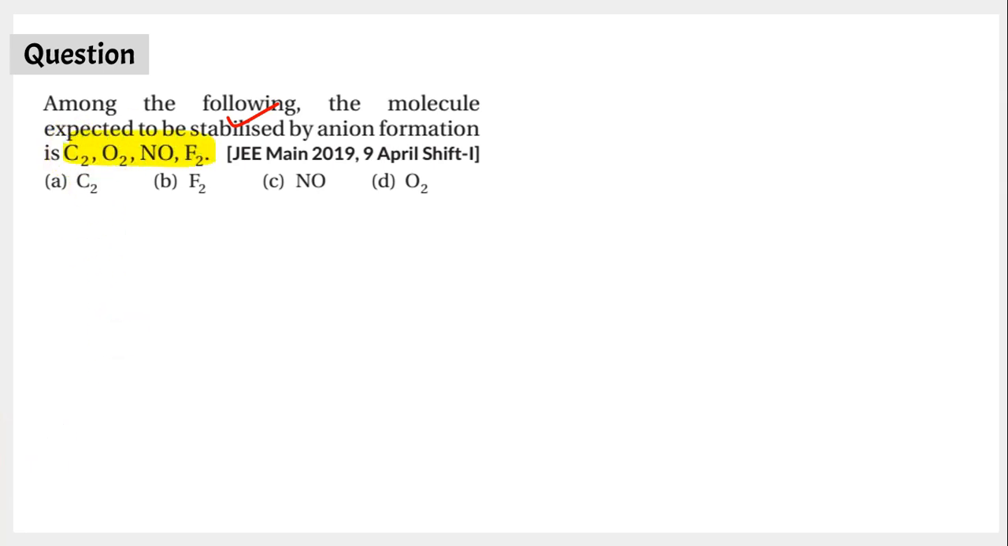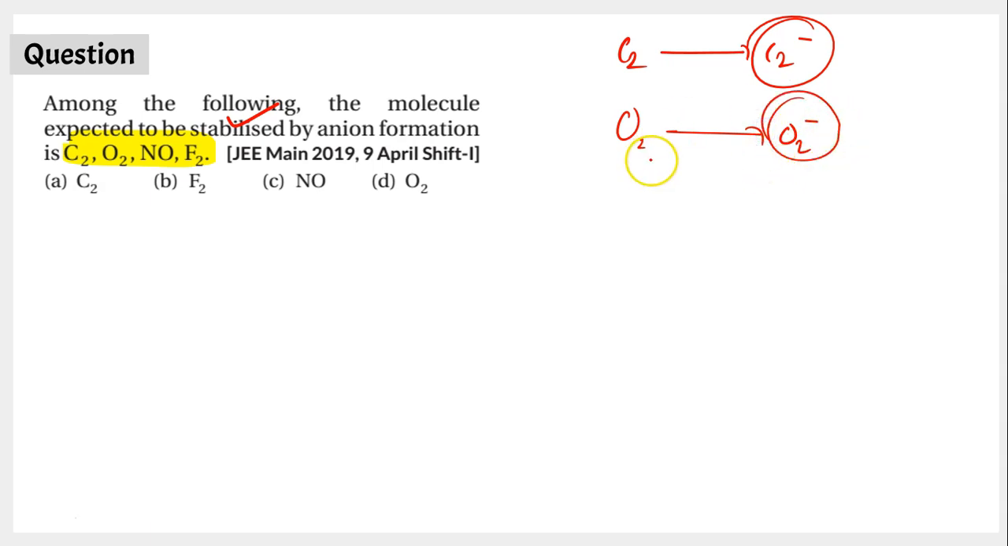You need to identify the molecule which can be stabilized by formation of the anion. As in, if I take C2 and convert it into the anion C2 minus, will this get stabilized? Will C2 minus be more stable than C2? Similarly, if I take O2 and turn it into its anion, will O2 minus be more stable than O2?